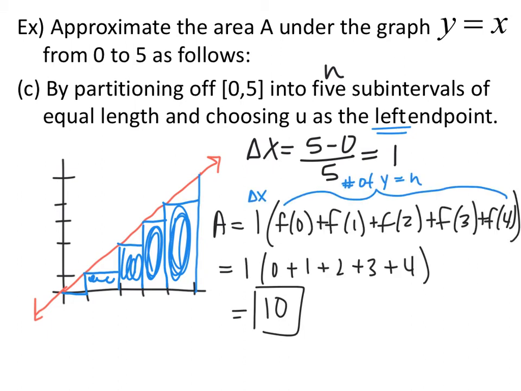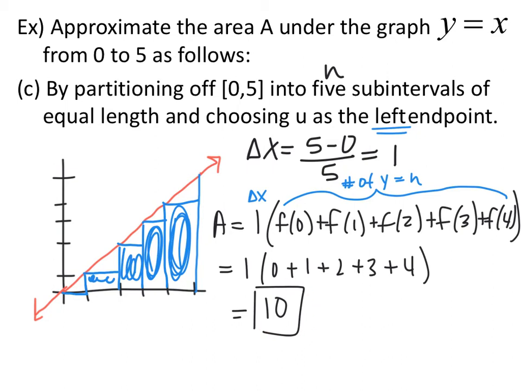So our width, or our base for every single rectangle is 1. That's whatever your delta x is. And then our heights are each of the y-coordinates at whichever endpoint we picked. The number of heights you have should always equal the number of subintervals you have, because that's how many rectangles you have. So we have 5 subintervals, or 5 rectangles, so I should have 5 heights. In this case, it's the smaller number, so f of 0, f of 1, f of 2, f of 3, and f of 4. So come all together, multiply, add, and you end up with 10.